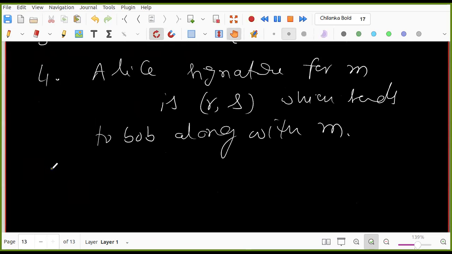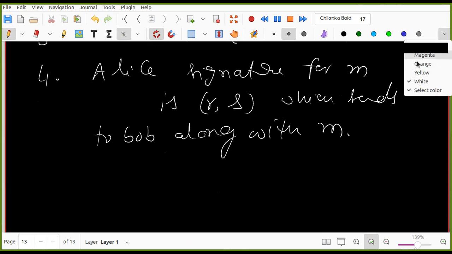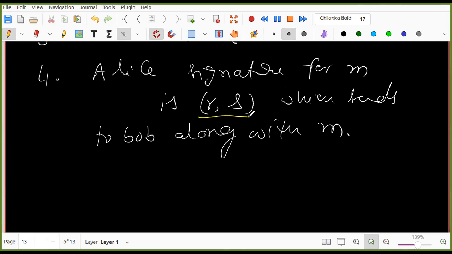Now Bob has to verify. The message is there, the signature is there. This is the signature and this is the message.